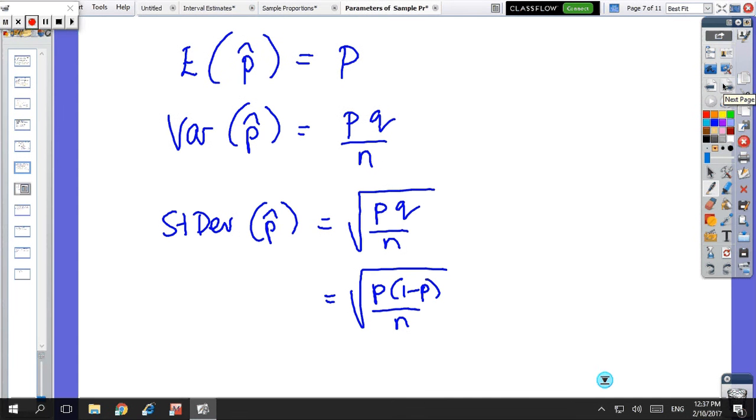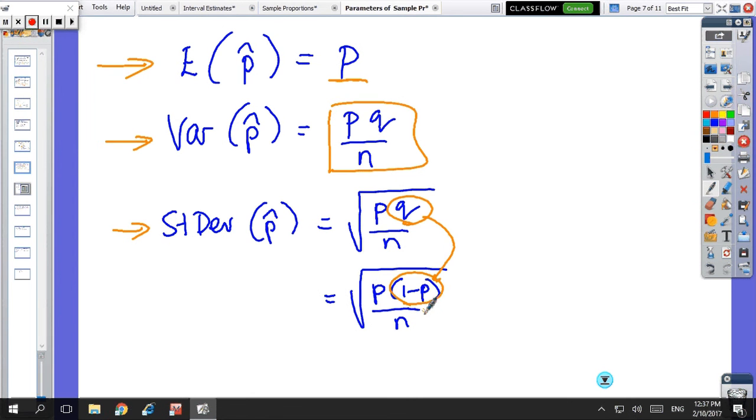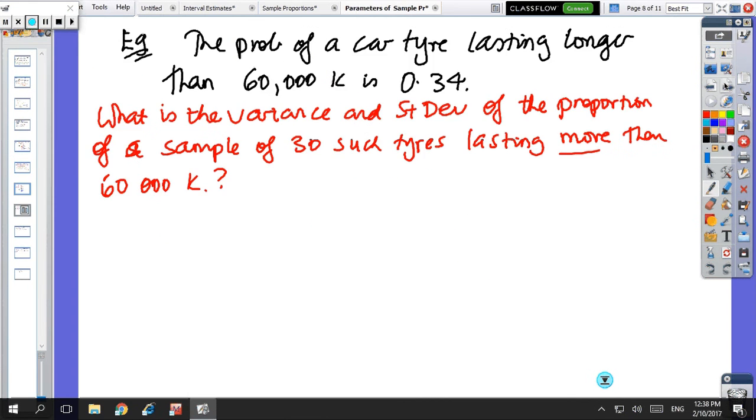Okay, so we've got these formulas again. So the expected value of p hat is just the proportion, that probability of success. Now this variance is what we're going to be using, PQ over N, and the standard deviation is just the square root of the variance. And Q is the same as 1 minus P, so you can use that formula or that formula, it doesn't matter. But just note that the variance is going to be PQ over N for these next ones. Okay, come across when you're ready.